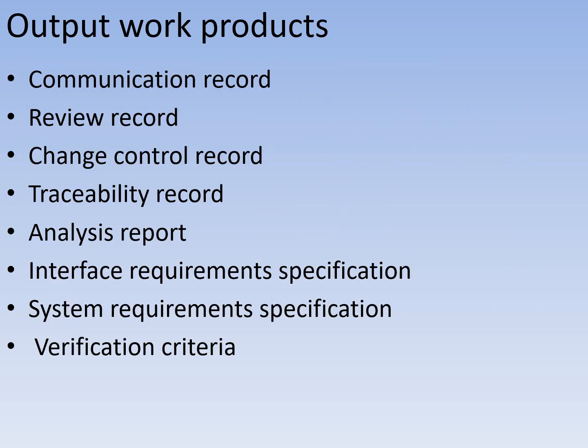What are the various work products? Please see this list here: communication record, review record, change control record, traceability record, analysis record, interface requirement specification, system requirement specification, and verification criteria. All these things I already clearly explained in this session. For all these work products, we should have proper documentation to store this information which we already verified and noted.